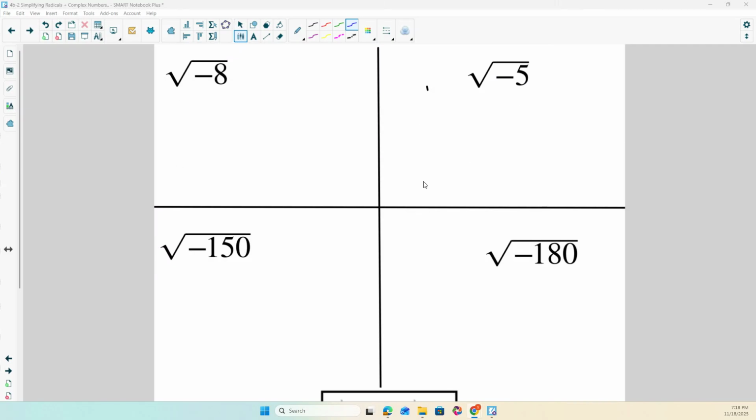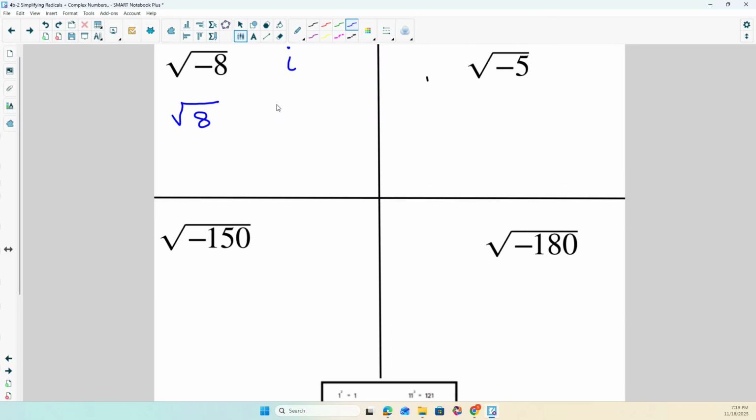Okay, so square root of negative 8. I know my answer is going to have an i next to it, so I can just write an i. It's the square root of negative 1. So all I need to do here is simplify the square root of 8. Now the biggest perfect square that can divide 8 is 4. So square root of 8 is the same thing as the square root of 4 times the square root of 2. We already have the i there. Square root of 4 is 2. So this is going to be 2i square root of 2.